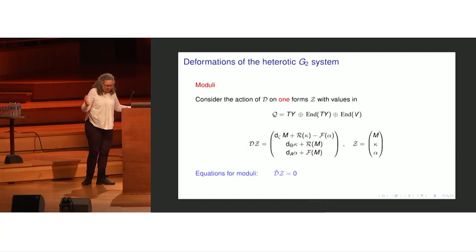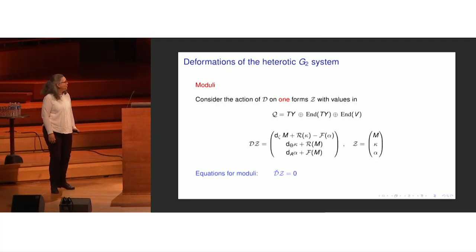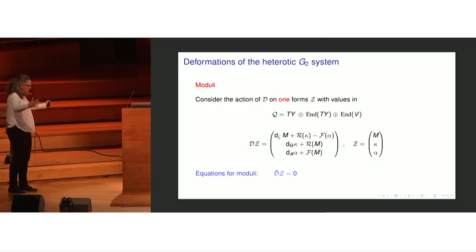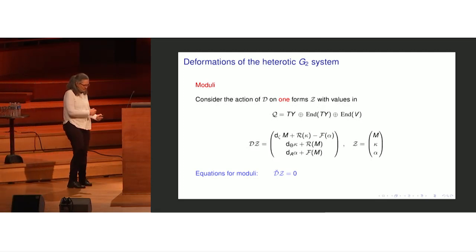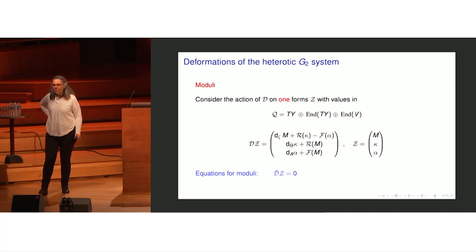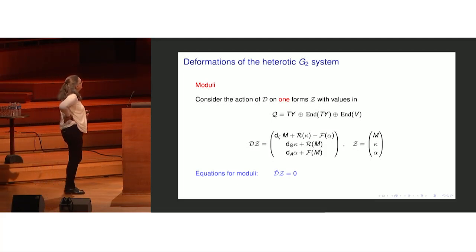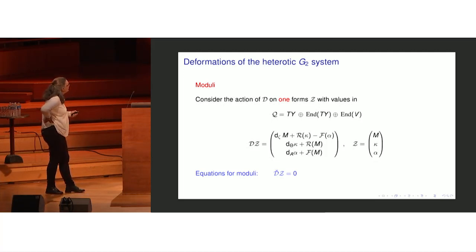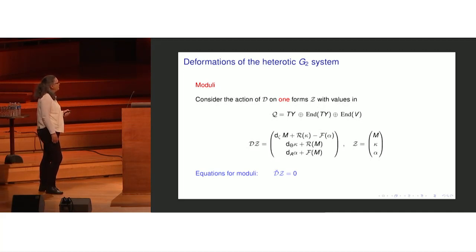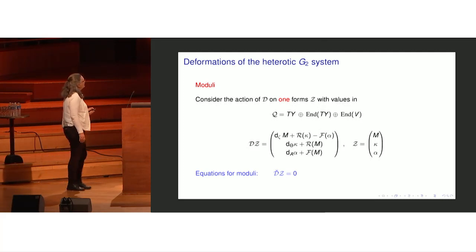So now we put everything together. Now we remember that we also have the 3-form. We have this extra condition that mixes all the degrees of freedom, and it's a very complicated equation when you vary it. So what we have found is that if you consider the action of D on 1-forms with values in Q, so Z is a 1-form with values in Q, now kappa for a 1-form with values in the endomorphisms of TY, and alpha as before, then the action of D on Z gives you this.